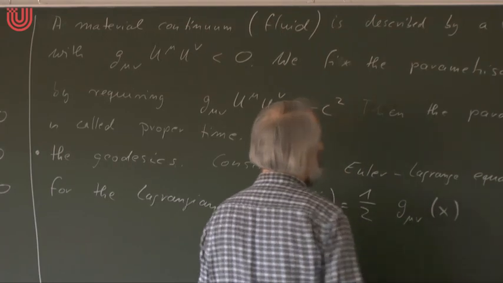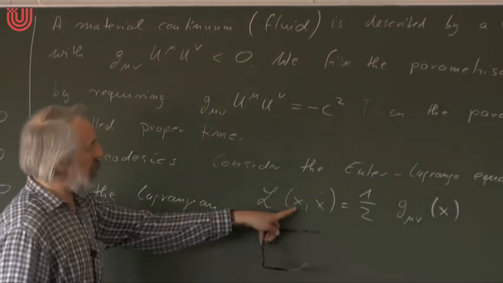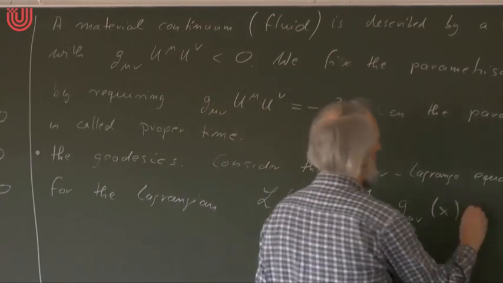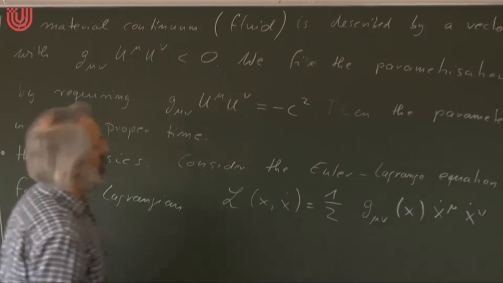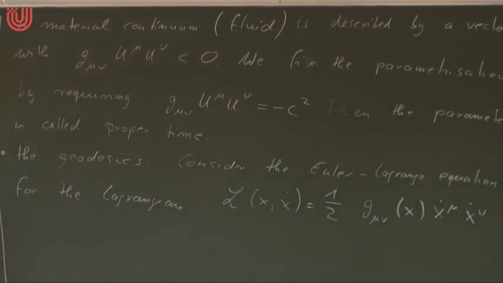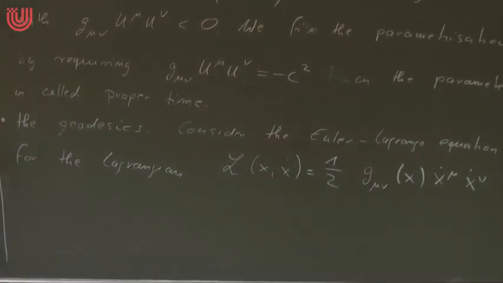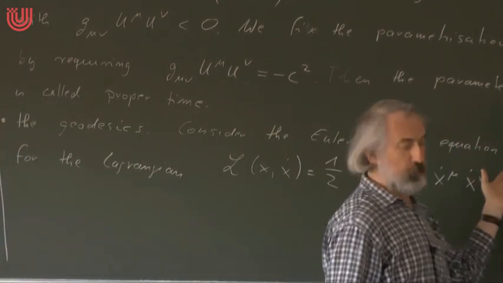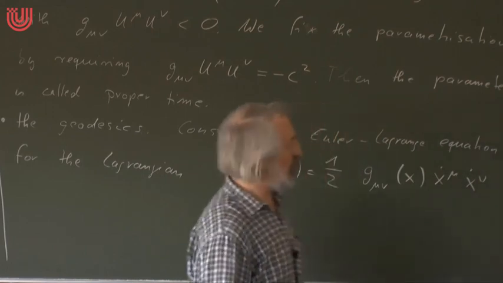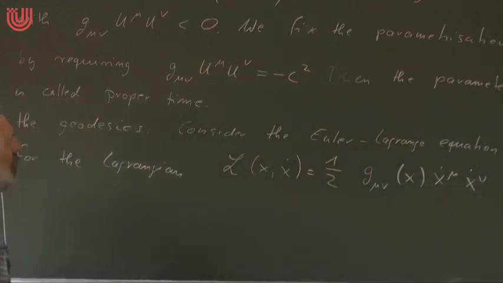And then I have the g mu nu, which depends on x. And we have the x mu dots and x mu dot. So what is on the right-hand side is a function of x and x dot. So that's a possible choice for a Lagrangian. And we can evaluate this equation and see what we get. And what we get is what is called the geodesic equation.